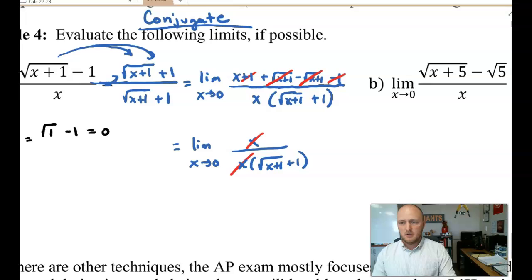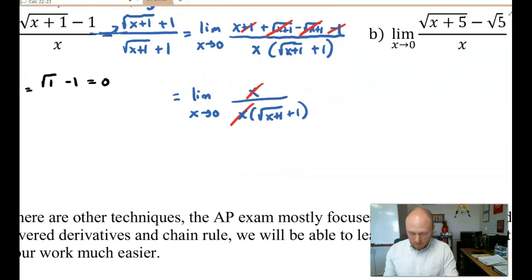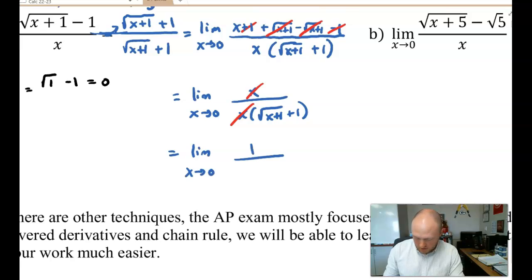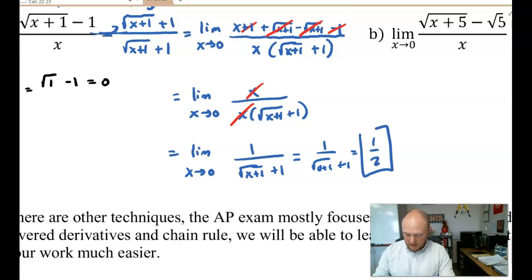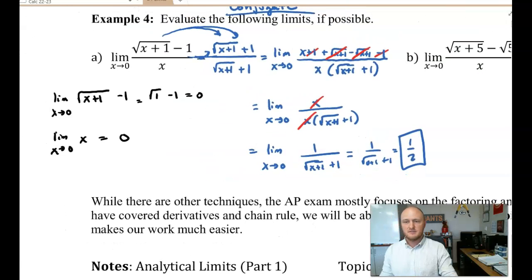That cancels. Okay? So now I have the limit as x approaches 0 of 1 over the square root of x plus 1, plus 1. And if I plug in 0, we get 1 over square root of 0 plus 1, which is just 1, plus 1, and that's 1/2. So the limit is 1/2. All of that for 1/2? Yes. Yes.